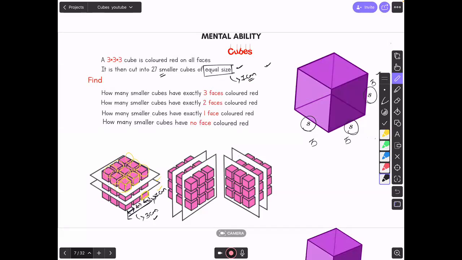So visualize it right. What has happened here now? A 3 centimeter cube, a bigger cube, is cut into 27 smaller cubes of 1 centimeter. But before you cut it, you first paint it red, completely from outside. Then it is being cut into 27 smaller cubes of equal size. Now let me give you a further visualization. How will this happen? I'm sure by now you have visualized, but let me give you further visualization.